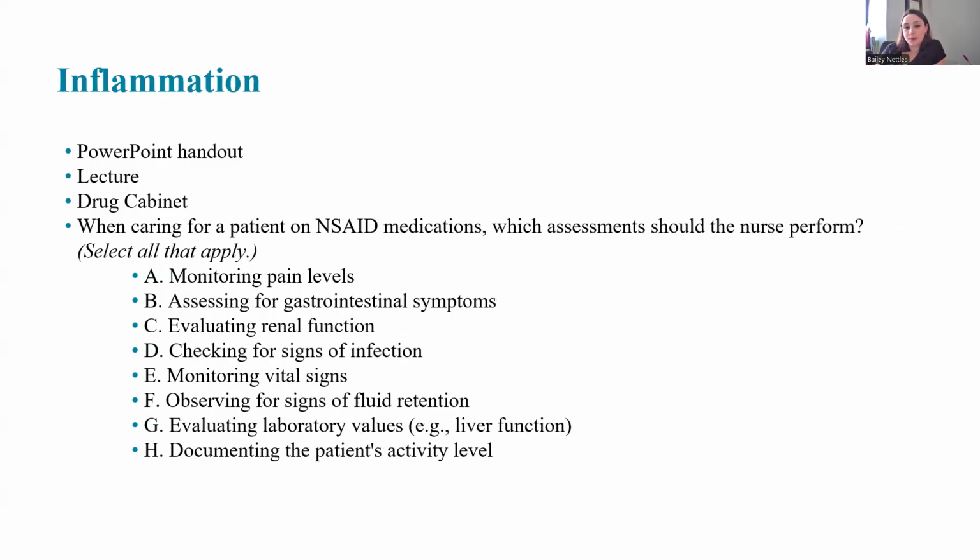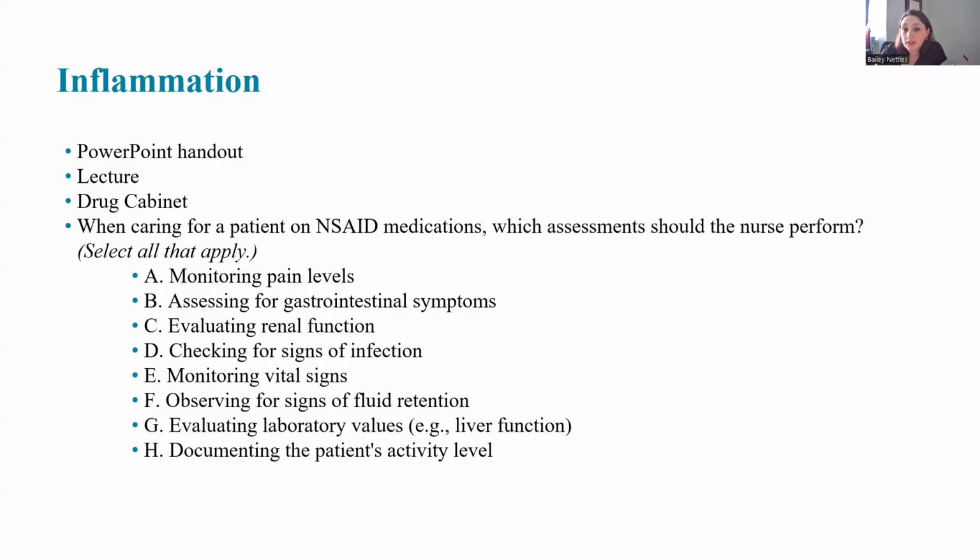All right, so now we have inflammation. So our patient is taking an NSAID. What assessment should the nurse perform? Should we monitor for their pain? Yeah, because a lot of times that's what they take it for. I'd monitor the pain. Assess for GI symptoms? Definitely, because we know NSAIDs eat your stomach. Evaluate renal function? Definitely, because we know they kill your kidneys, right? Signs of infection? Not a good one for NSAIDs, so that's false.